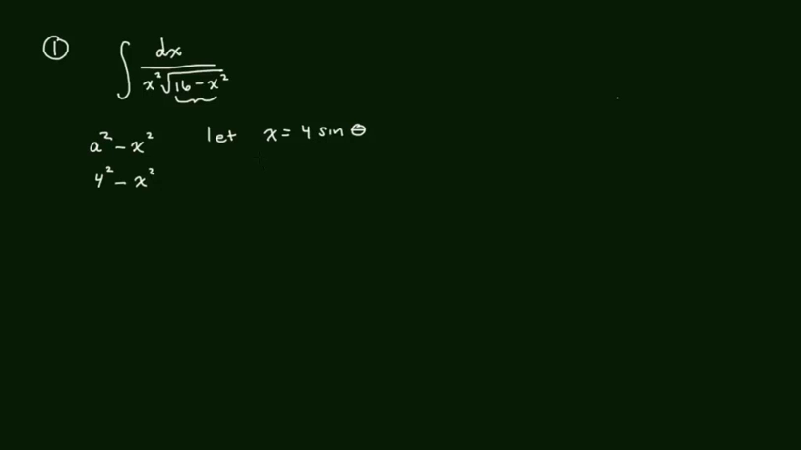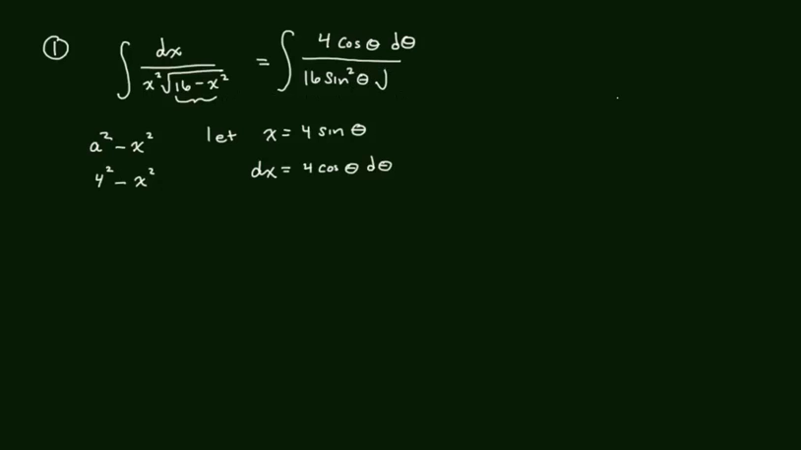A really important step here is to now find dx and d theta, how they relate. So the derivative of x is dx, and the derivative of 4 sine theta is going to be 4 cosine of theta d theta. That becomes very important in our substitution also. Okay, here we go. We're going to plug everything in. So the numerator is dx, and we just found that to be 4 cosine of theta d theta. X squared is going to be 16 sine squared theta.